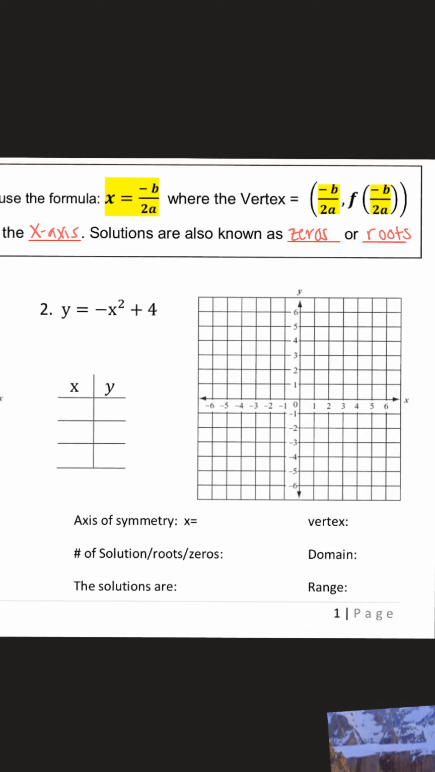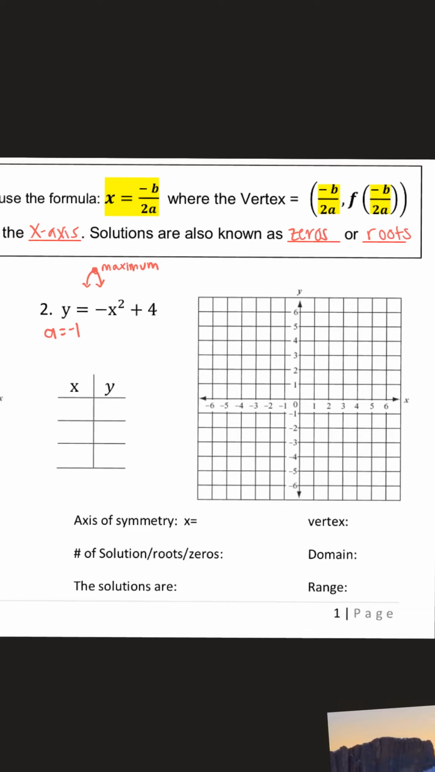All right, so for this example, before I even graph, I see that my first term, my A term, is -1. So that means my parabola is going to be an unhappy face parabola, and the vertex is going to be a maximum. It's going to be the highest point of my graph.